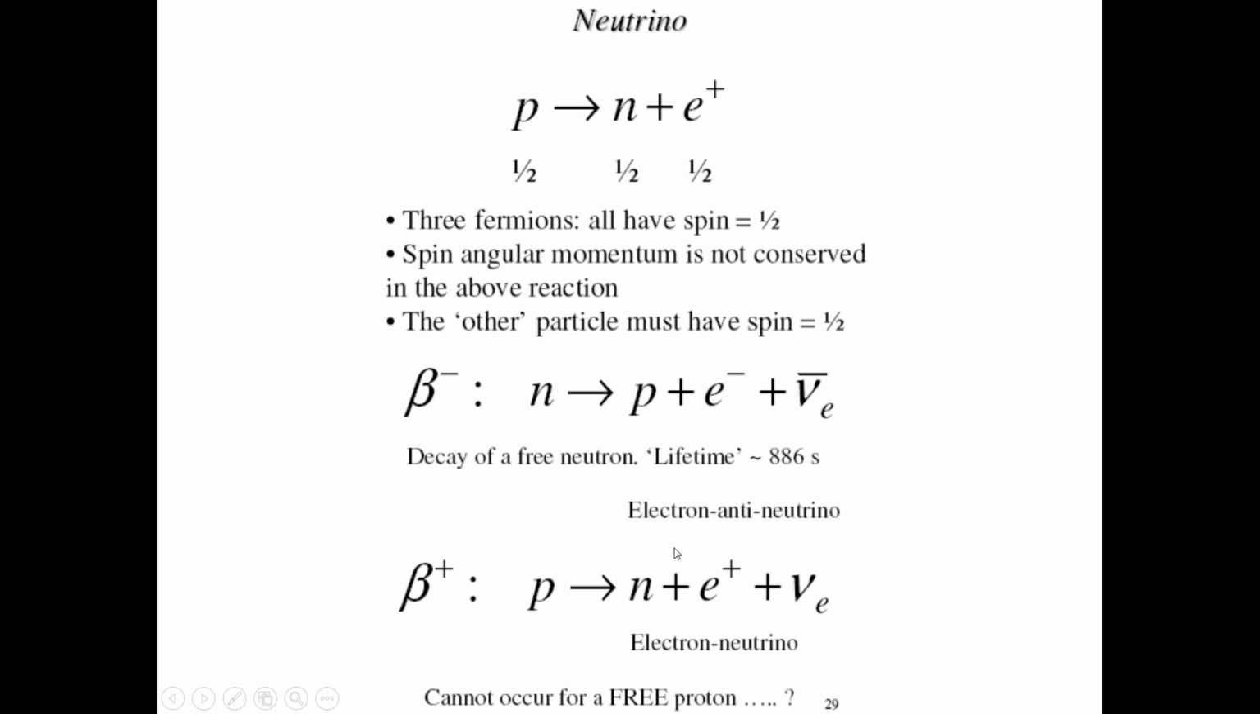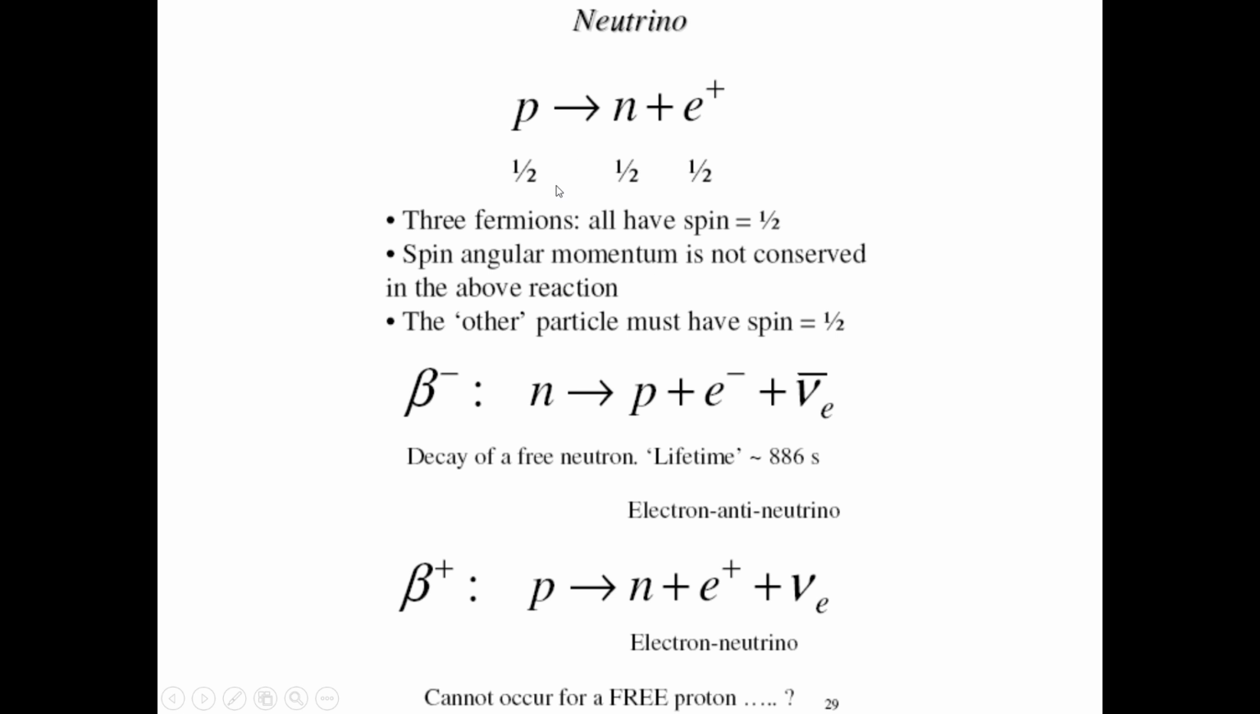So we have a particular beta decay process in which a proton is converting into a neutron along with a positron. If you look at the process, you know that we have three fermions: proton, neutron, and electron, in this particular case positron. These are fermions with spin equal to 1/2, what we call half spin. So from this relation, the spin angular momentum is not conserved in the above reaction.